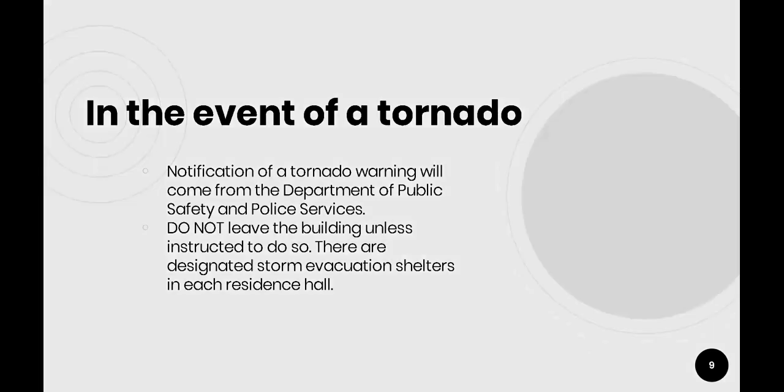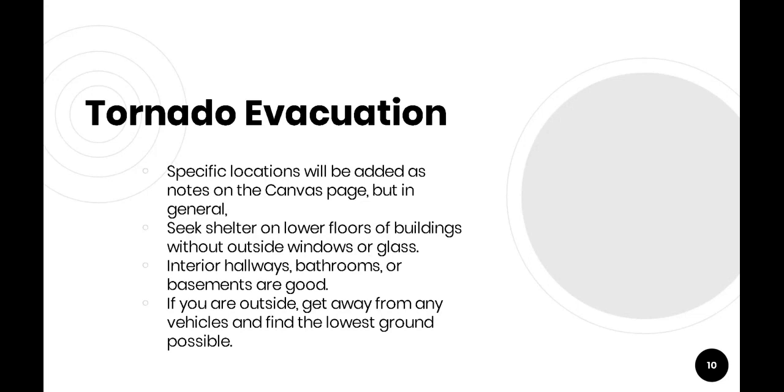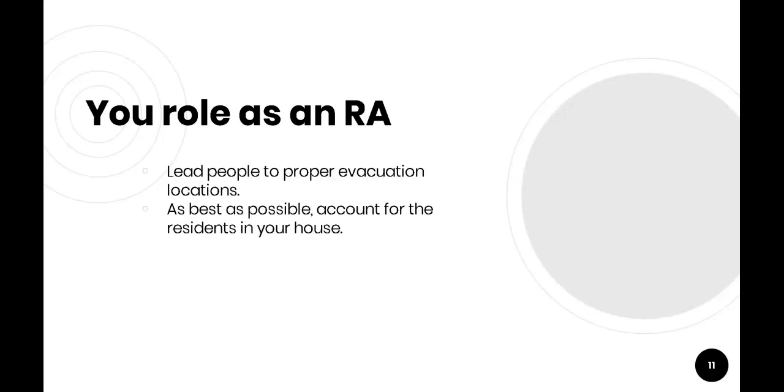In general, we're going to be looking for shelter on lower floors of buildings without outside windows or glass. Interior hallways, bathrooms, or basements are always good. If you are outside in the event of a tornado, get away from any vehicles and find the lowest ground possible. If you're on campus and you hear this, you're more than likely able to get into a building with a storm shelter, but if you're off campus somewhere, this is also good information to have. And then your role as an RA, because we're not leaving the building, is just to help lead people to the proper evacuation location and as best as possible account for the residents in your house.